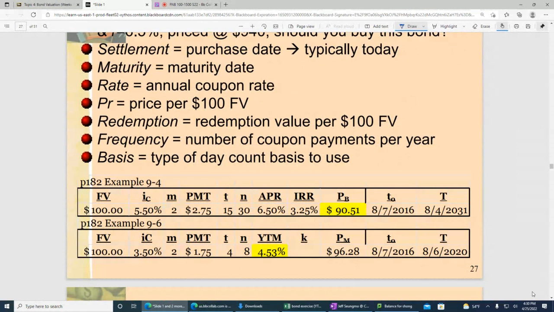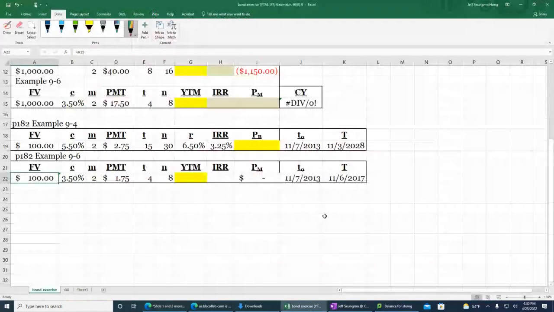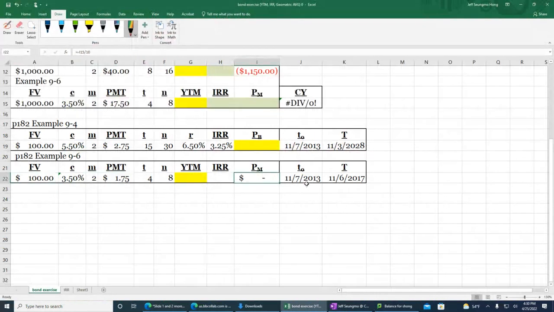So in this example, 96.28%. So that would be like $962.80, something like that, right? And this is that example, right?